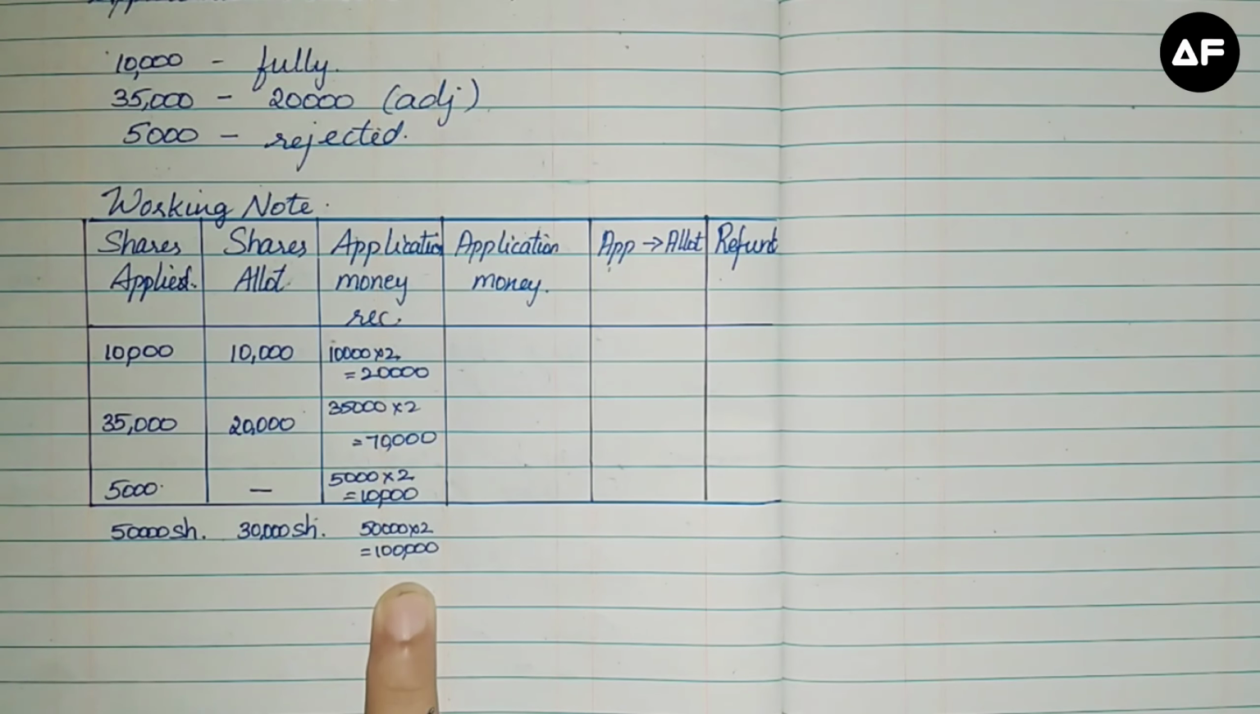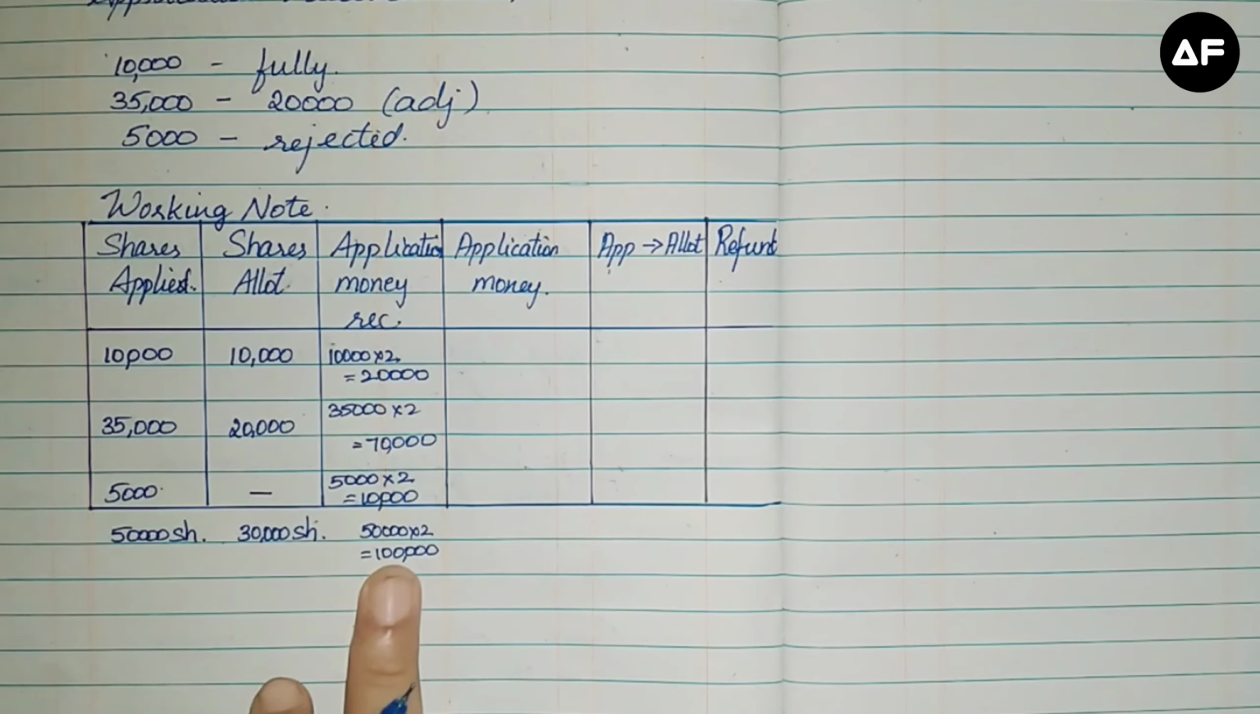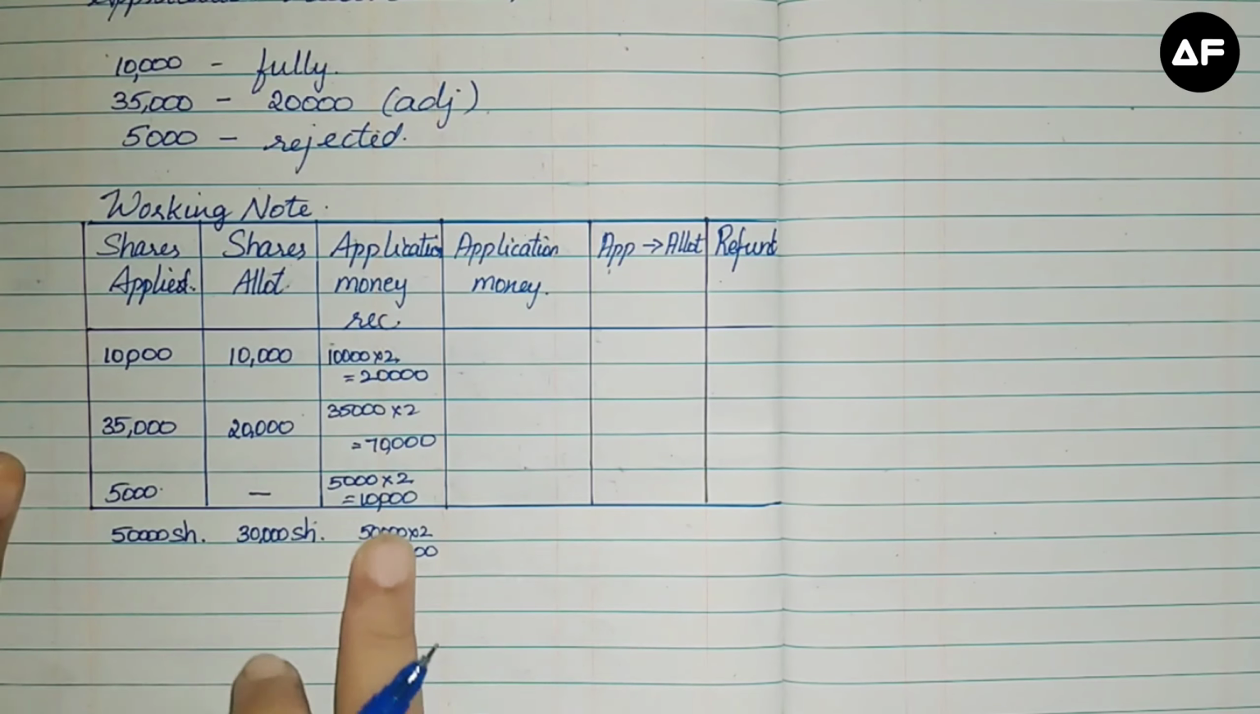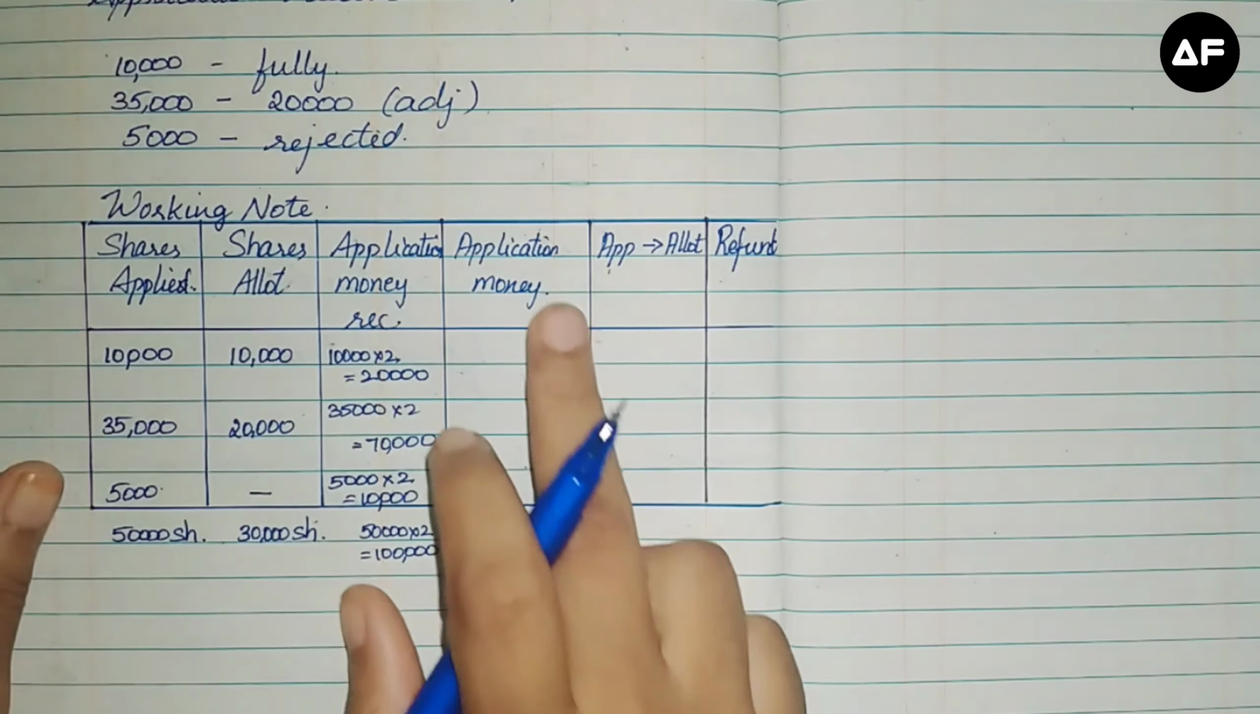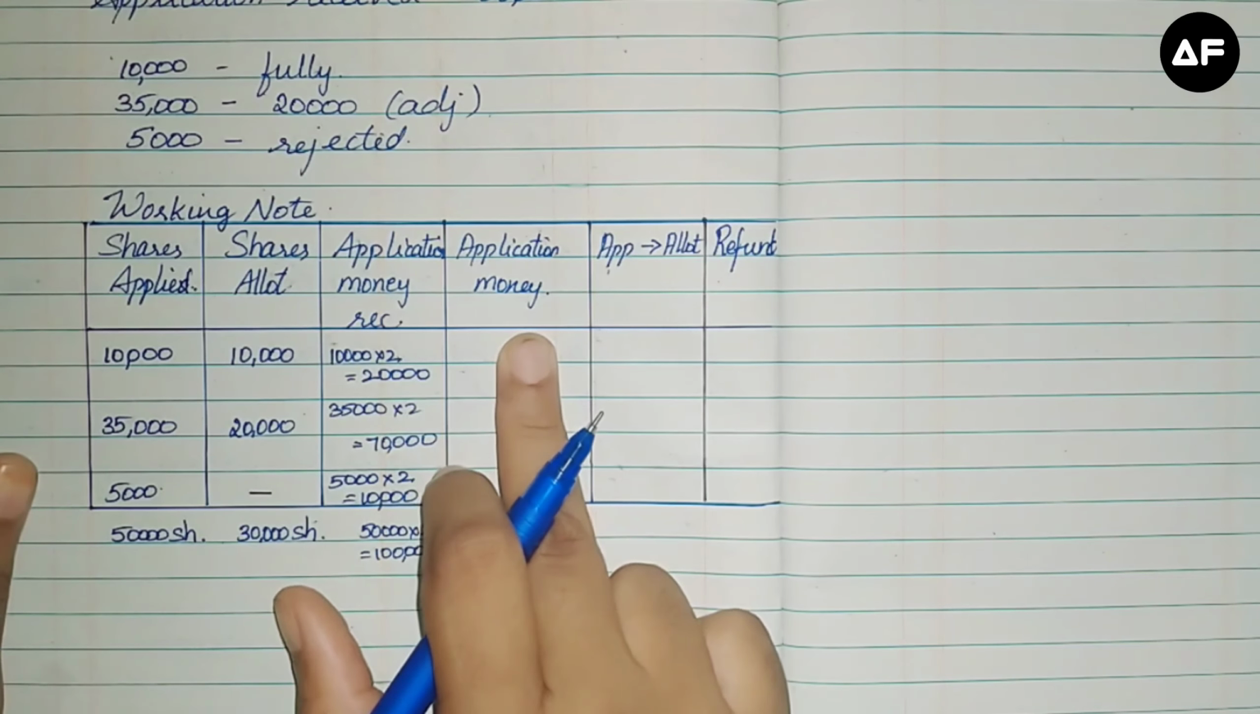That is your first entry. Your first entry is going to be bank account debit to share application. So this is that amount, right? After the breakup calculation also you will get this amount. After this, what is the actual application money that has to be received?